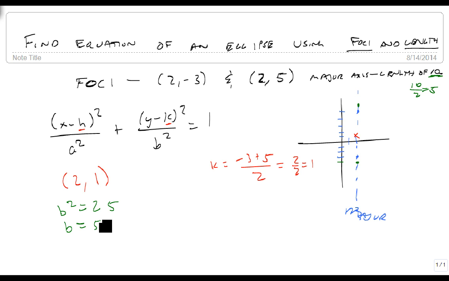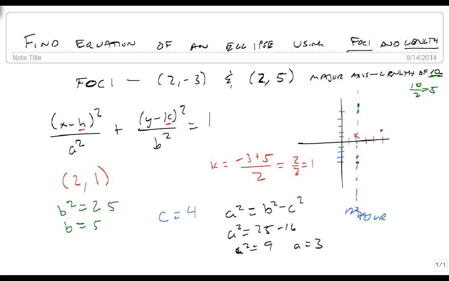Well, we also happen to know that the distance between 2, 1 and 2, 5, we can ignore the 2's, is 5 minus 1 is 4. So c is 4. So a squared is equal to b squared minus c squared, or 25 minus 16, which is 9. So a has to be 3. We go over 3 in each direction. 1, 2, 3. And 1, 2, 3, and we get our ellipse like so.